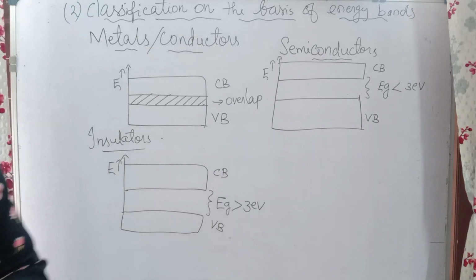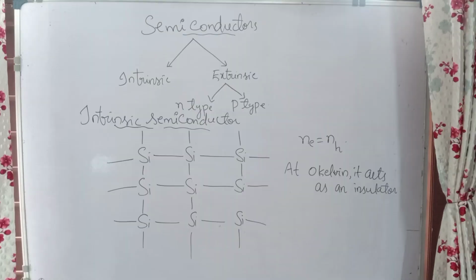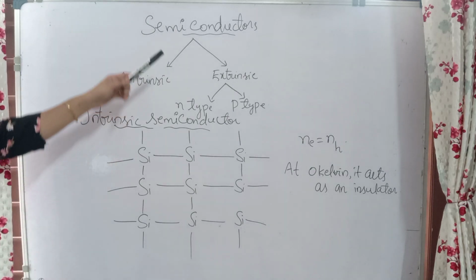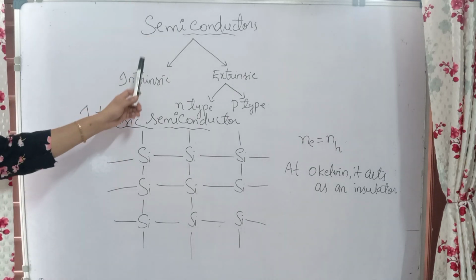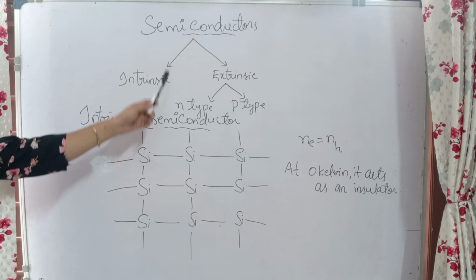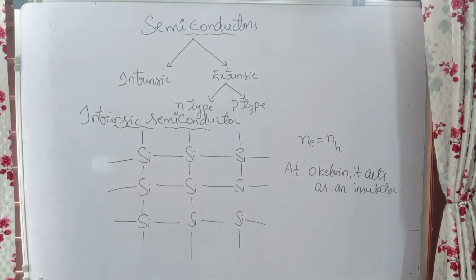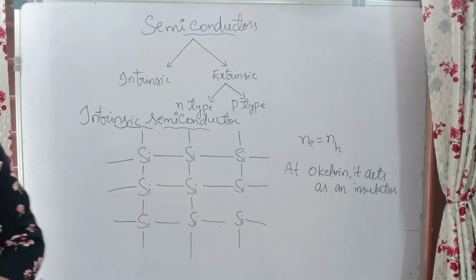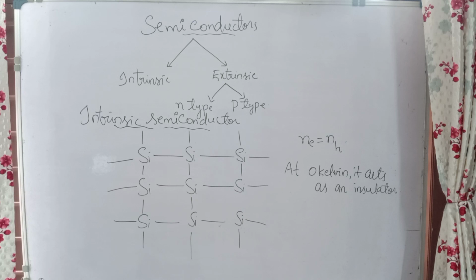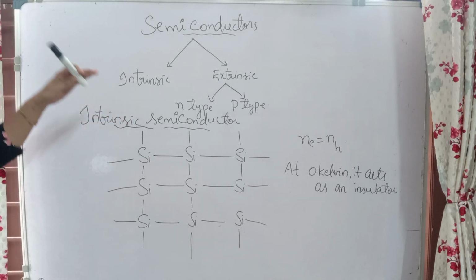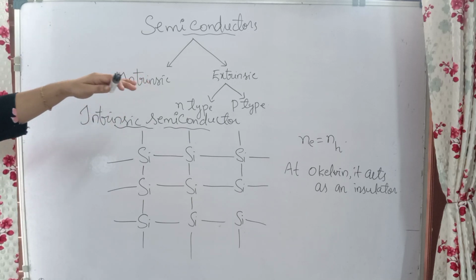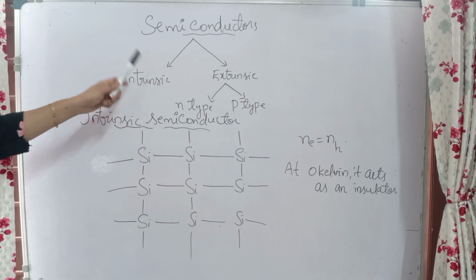Clear? Now we are moving to an important topic, that is semiconductors. In the case of semiconductors, we can see that there are two types, that is intrinsic semiconductors and extrinsic semiconductors. Intrinsic semiconductor means a pure semiconductor. Usually we will take germanium or silicon crystal as a semiconductor. This will be in pure form, that means we are not adding any impurities to such a material. We can say that this is an intrinsic semiconductor.